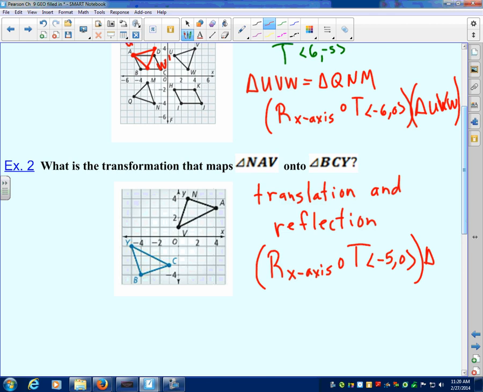of triangle NAV. Report to the attendance office.